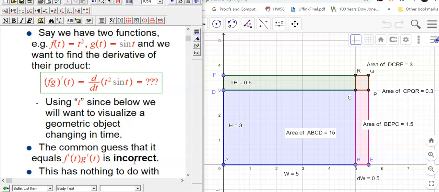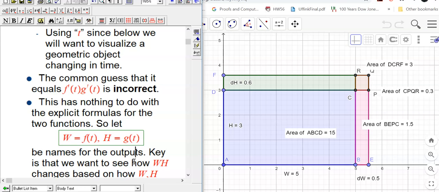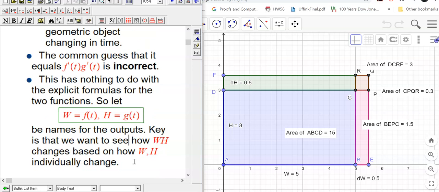And then what we really want is what happens to the output of f times g. So the key is really the connection between what value f is giving us. So I'm going to call that w because we're going to make it the width of a rectangle, as you see on the right. And the output of g, we're going to make that the height of a rectangle. And all we really need to understand is how the product of those two quantities changes based on how the individual quantities change.